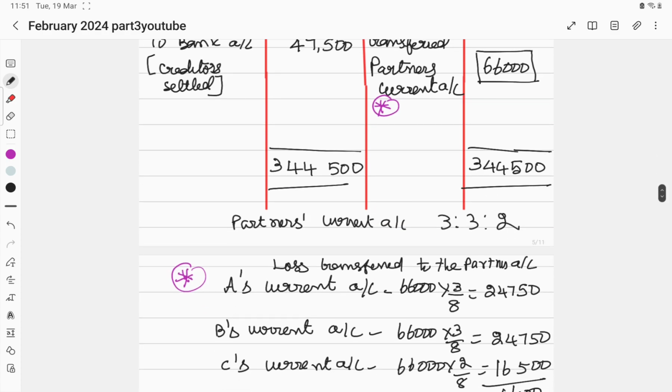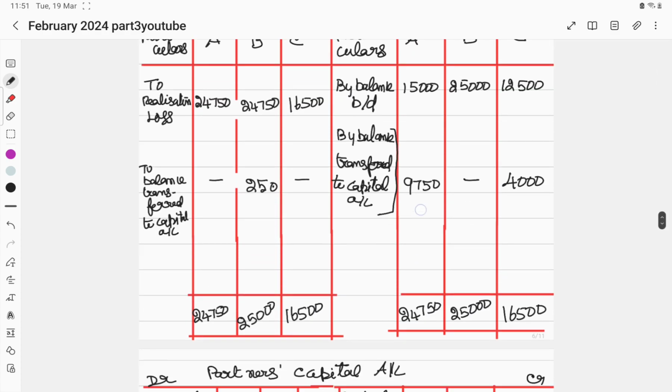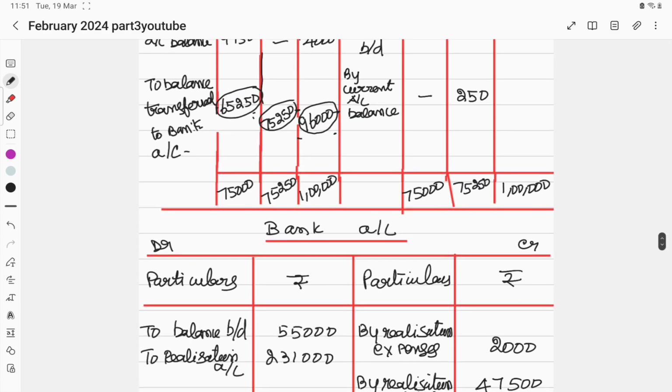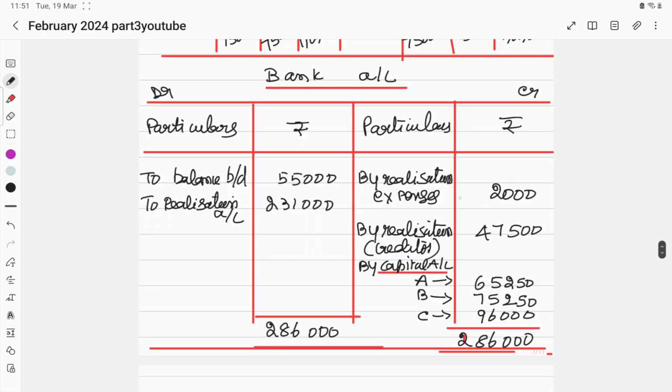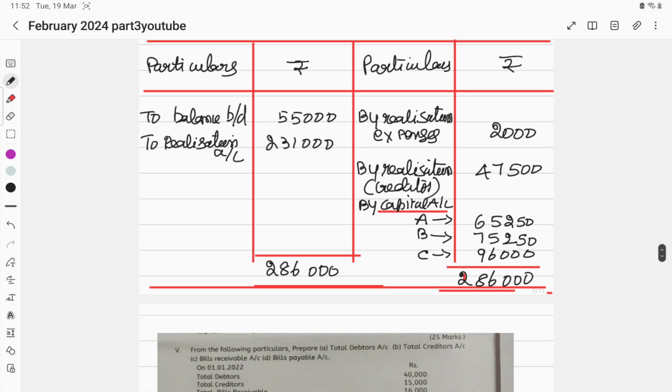So this should be credited to the bank account. Like that, realization expenses 2,000 and creditors settled 47,500 are credited to the bank account. Then we get the capital accounts: A 65,250, B 75,250, C 96,000. Total 2,86,000. Both sides agree.